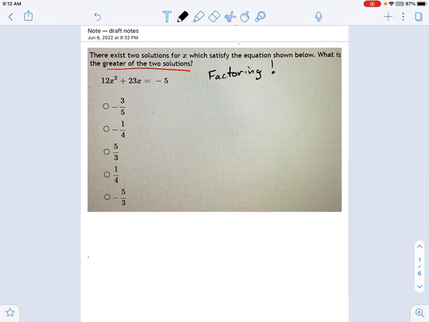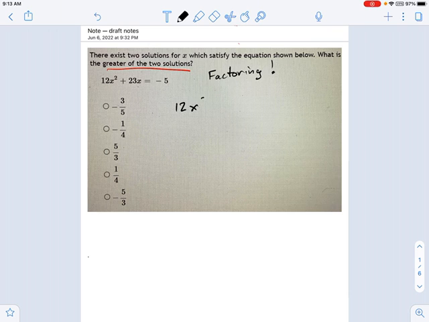Now, another way to do this, if you're pressed on time and you don't remember how to factor, is you could just plug these numbers in for the x's. If it satisfies the equation, it's a solution. You're going to need to do that for all of them so you can find the two solutions and then figure out which one's greatest. I'm not sure exactly which one goes fastest. It depends how good you are with factoring. Let's get into the factoring.